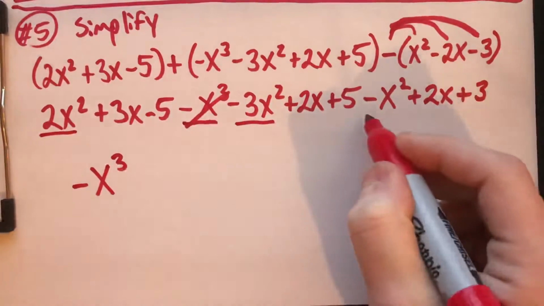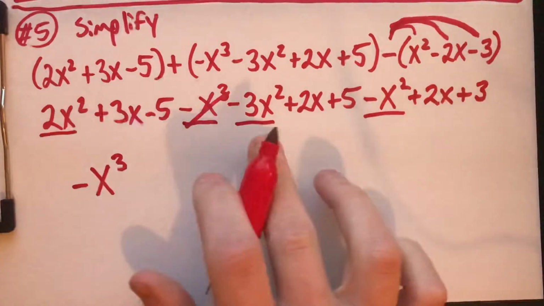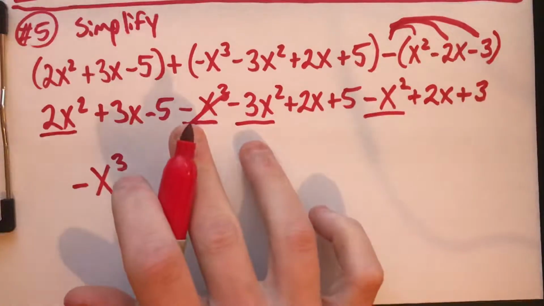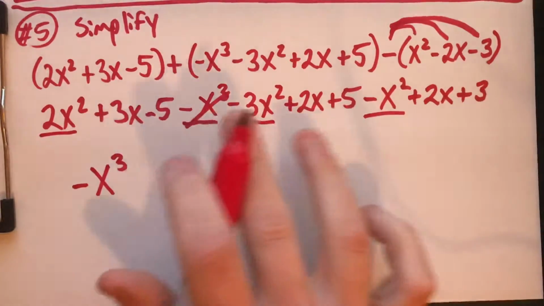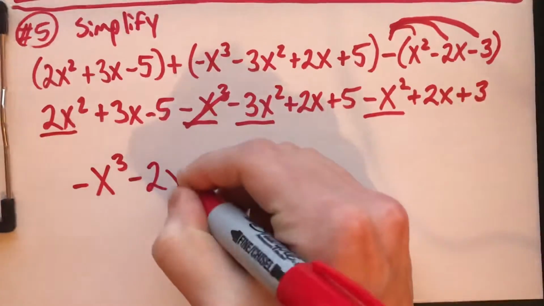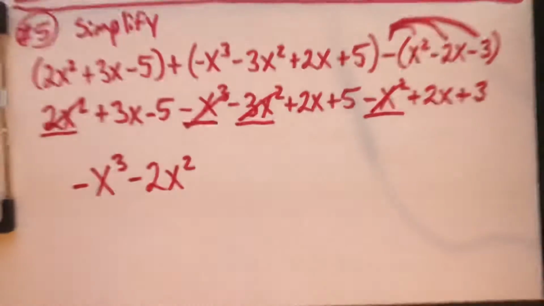Next thing I'll look for is squares. So I'll just underline all of the squares that I see. I have 2x squared minus 3x squared minus x squared. 2x squared minus 3x squared is negative x squared, minus another x squared would be negative 2x squared. And I'll cross off all of those squares now that I've dealt with them.